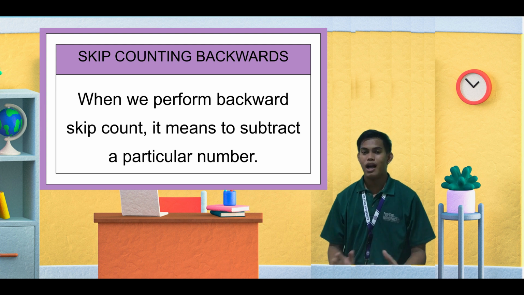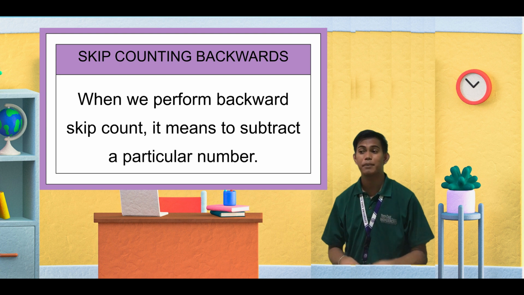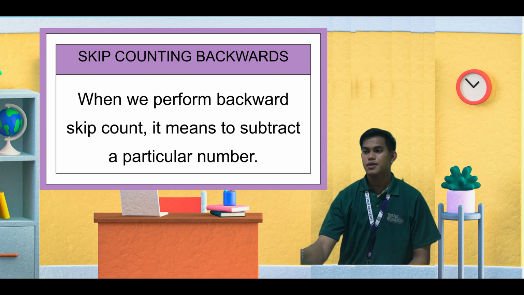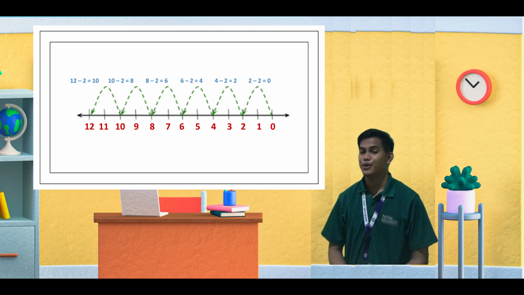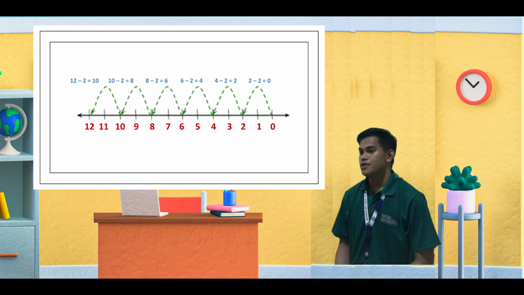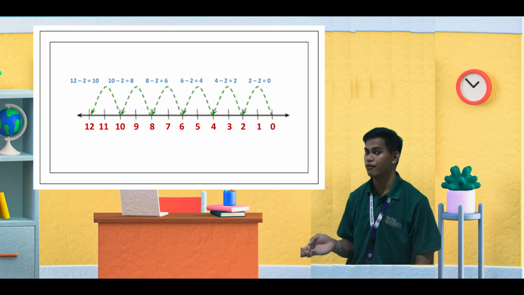So now, I will also discuss how to skip count backwards. When we perform a backwards skip count, it means to subtract a particular number. So we have here a number line on how to skip count backwards. Let's start with skip count by 2, so start from 12.